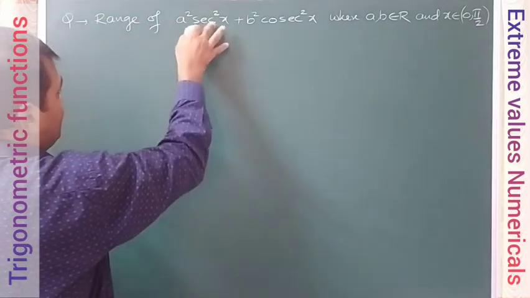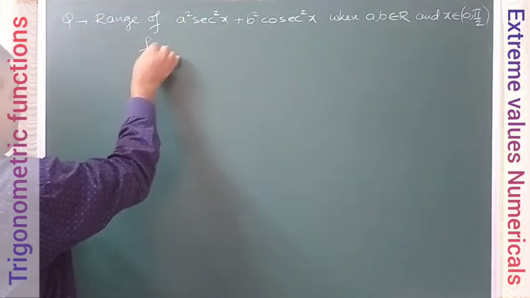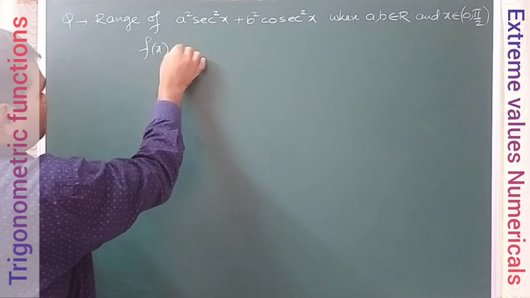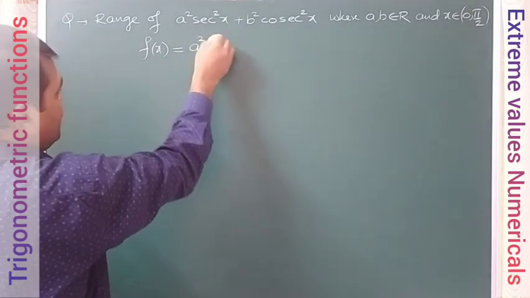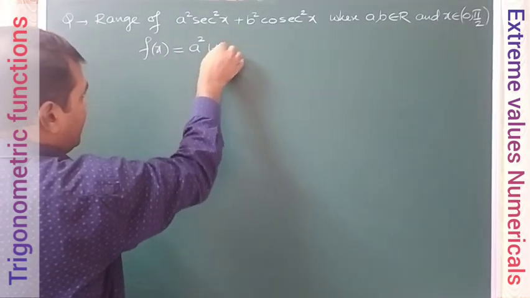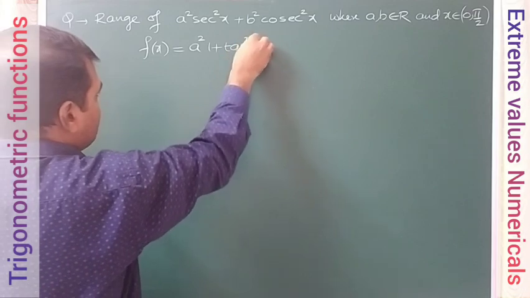So first let us write the given function as f of x, and secant square x can be written as 1 plus tan square x.